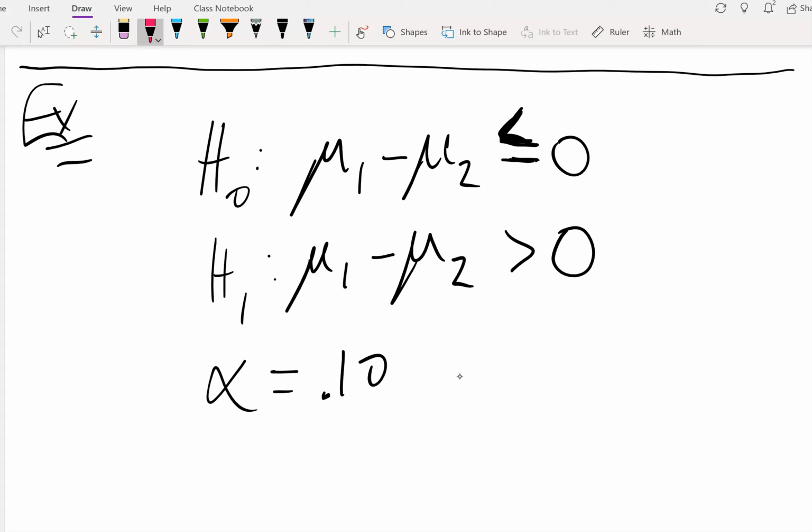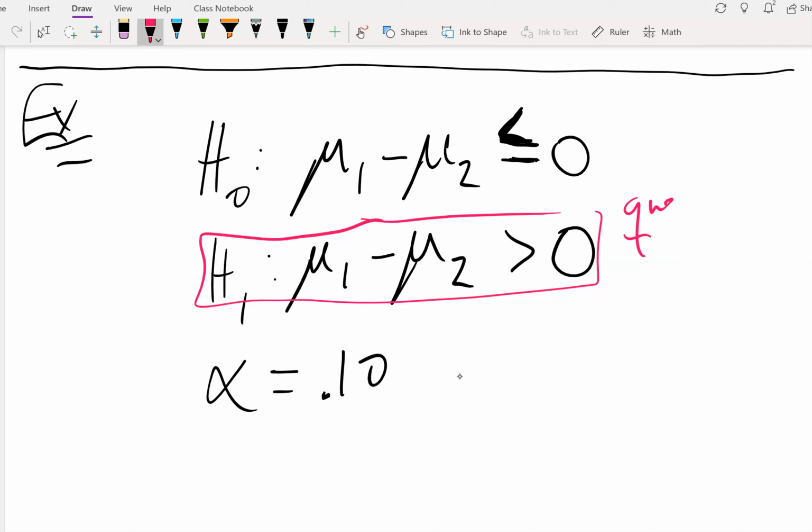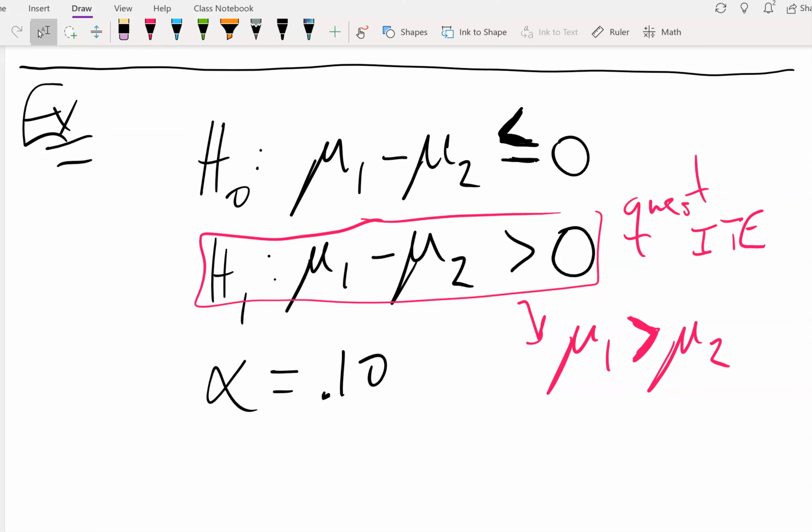See, the alternative is always in the question. This is what you're investigating. Is there evidence of an increase in the difference? Notice the increase means greater than 0. You could also write this by saying mu1 is greater than mu2. That's fine too. I believe the average in one group is greater than the average in the other group. You just have to be very clear what average you're looking at, which is 1 and which is 2.